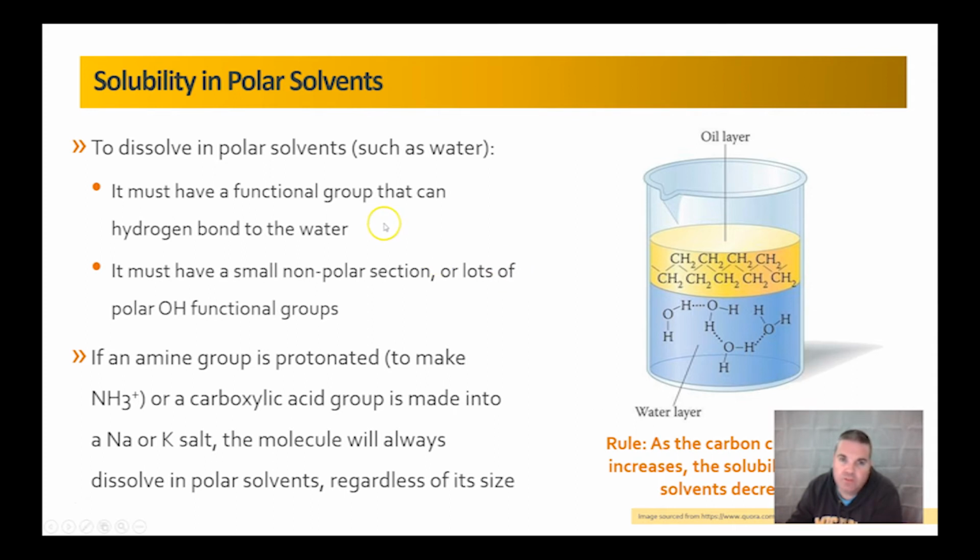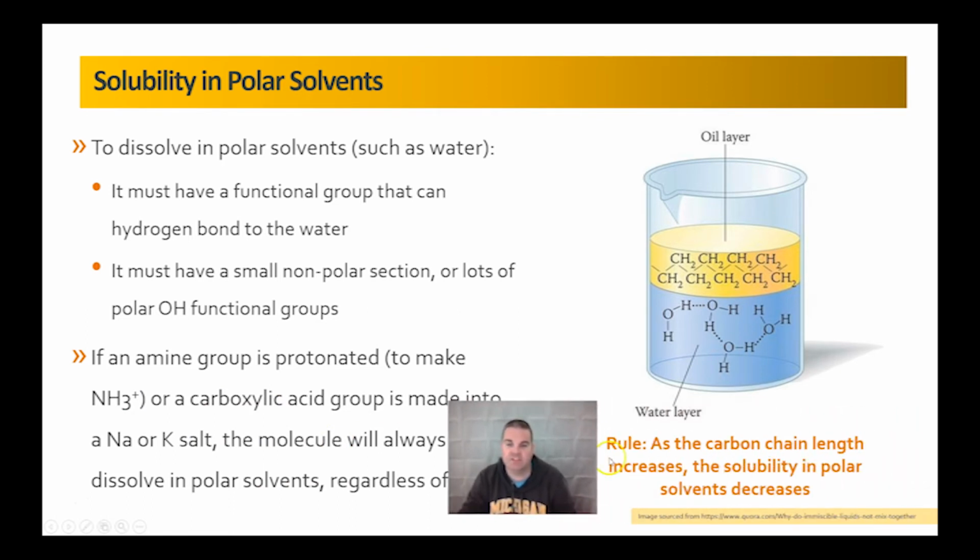So in order to dissolve in a polar solvent, such as water, it must either have a functional group that can hydrogen bond to the water, such as hydroxyl, carboxylic acid, or amine, and it must have a small non-polar section. The only exception to that is if you have what's called a protonated amine or a deprotonated carboxylic acid. I'm going to go into those in a lot more depth in the later slides, so I'm not going to come into it too much more. But just keep in mind that if you've got those sorts of things, you can make the molecule soluble in a polar solvent. So the rule is, as the carbon chain length increases, the solubility in polar solvents decreases.